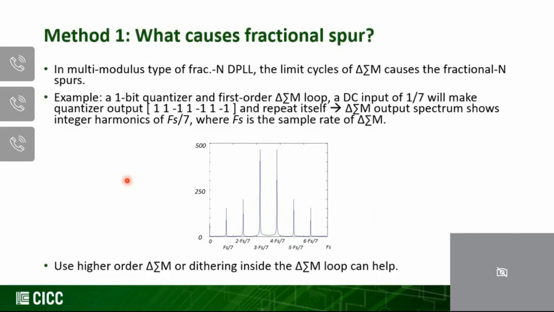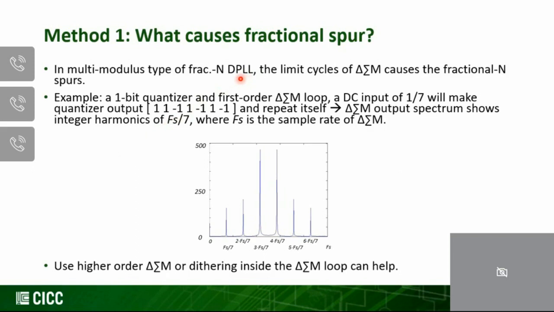So if we use the multi-modulus Fractional-N architectures, where does the Fractional-N spur come from? It turns out that because we use the delta sigma modulators to select that divider ratio, that modulator by itself can actually have limit cycles. This is actually a well-known property of the delta sigma modulators.